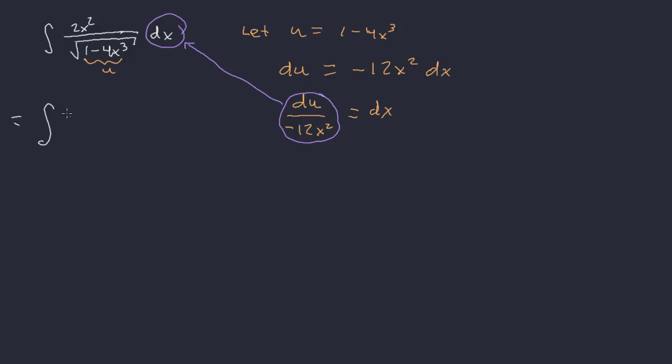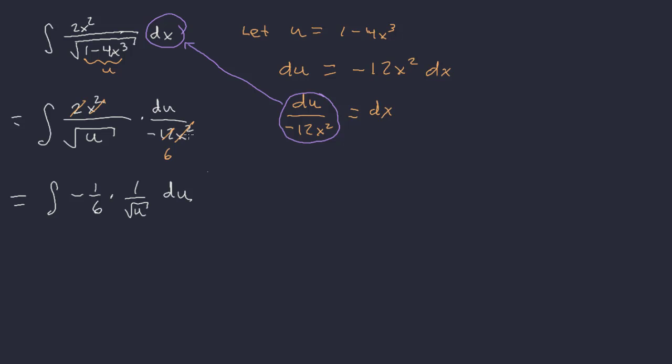Okay, so now when we make our transformation, we have 2x squared over the square root of u, and my dx will become du over negative 12x squared, and now we just cancel, right? These x squareds cancel, and this 2 will cancel with the 12 and leave us 6. The negative is still around, so our new integral now is going to be the integral of negative 1/6 times 1 over square root u du. So what you're looking for is those x squareds to cancel.